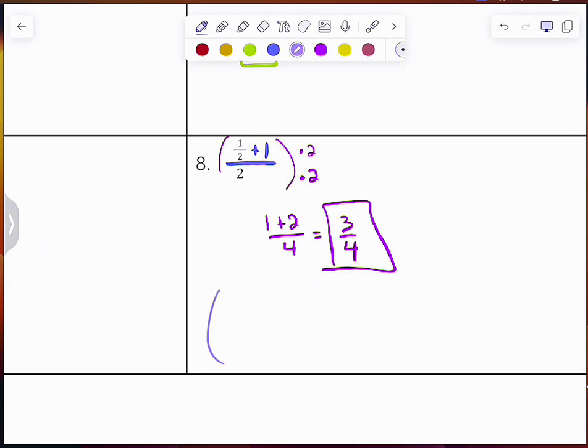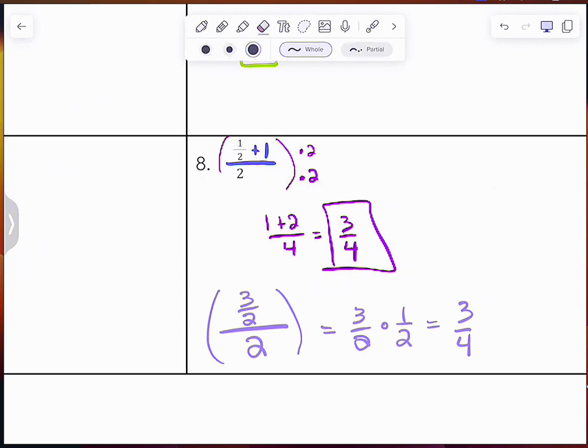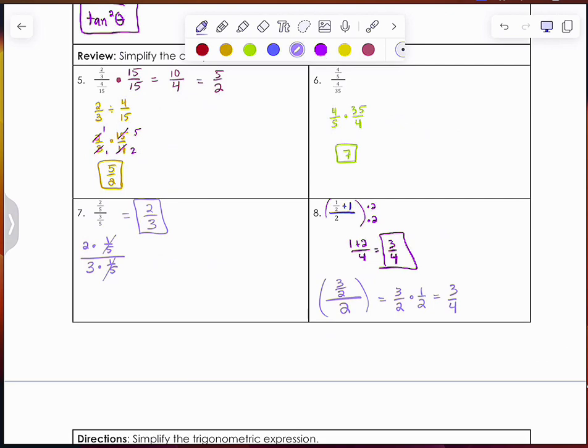1/2 plus 1 is 3/2 divided by 2. 3/2 divided by 2 is the same as 3/2 times the reciprocal 1/2, which equals 3/4. In my mind, it doesn't really matter which method you use as long as you get to the same correct answer, but I want to give you a couple different choices for how you think about it to make it easier for you as you do these problems. Questions about any of that stuff?